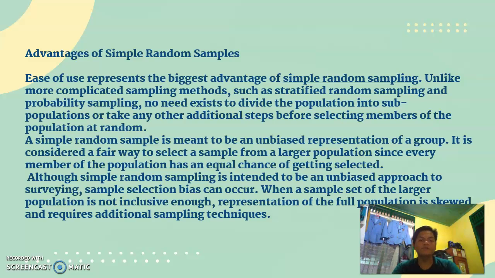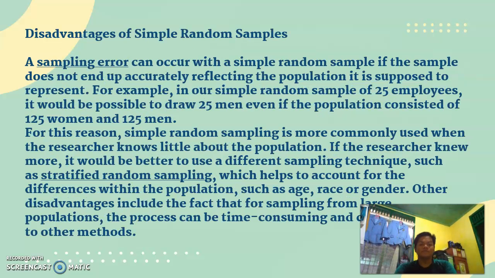Although simple random sampling is intended to be an unbiased approach to surveying, sample selection bias can occur when a sample set of the larger population is not inclusive enough, representative of the full population is skewed, and require additional sampling techniques. And disadvantage of simple random samples. A sampling error can occur with the simple random sample if the sample doesn't end up accurately reflecting the population it is supposed to represent.